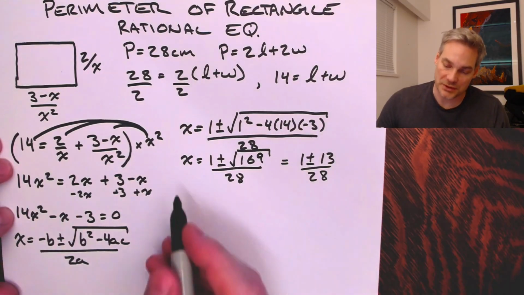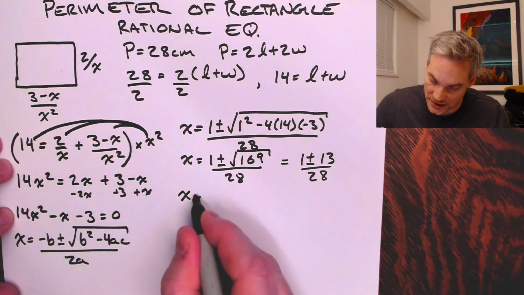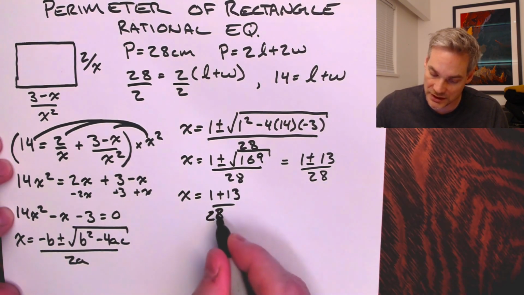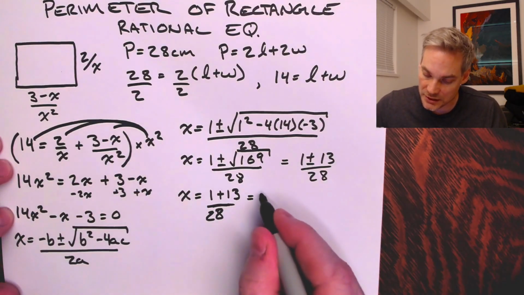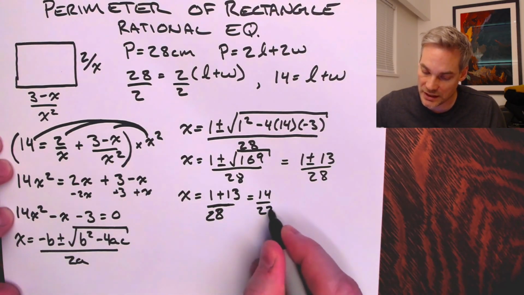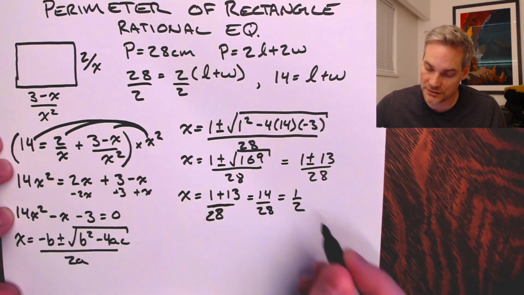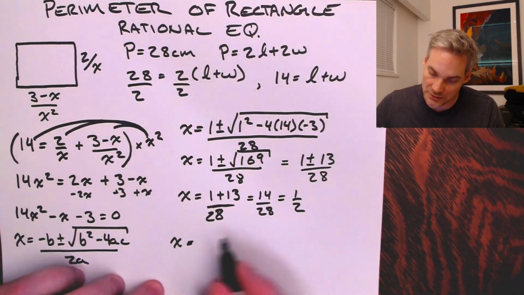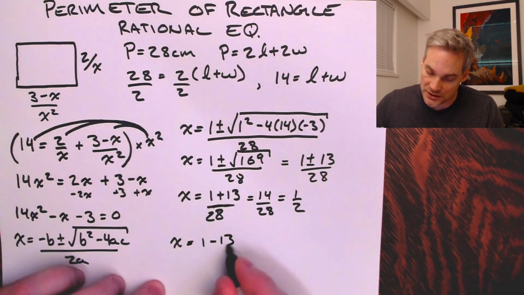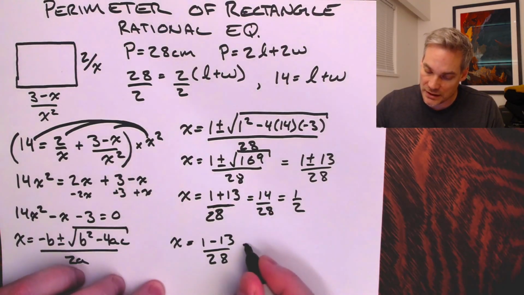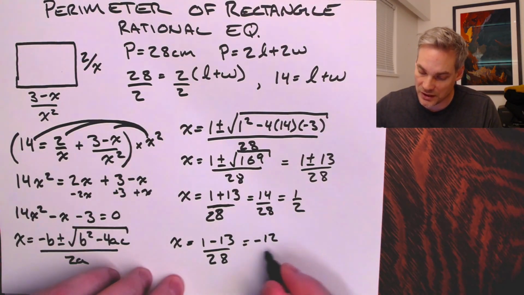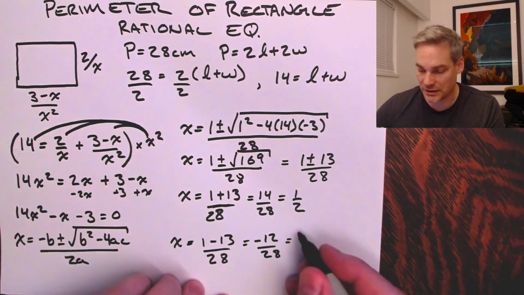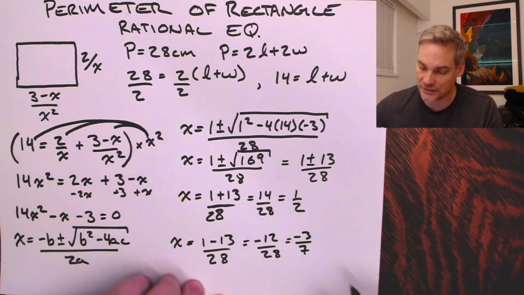So now we want to solve for the two possible roots. So we get x equals 1 plus 13 over 28, forgot the 2 there, 28. And that equals 14 over 28, which equals 1/2. Okay, and now we solve for the other one. So then we get x equals 1 minus 13 over 28, which equals negative 12 over 28. And we can reduce that. If we divide both by 4, we get negative 3 over 7.